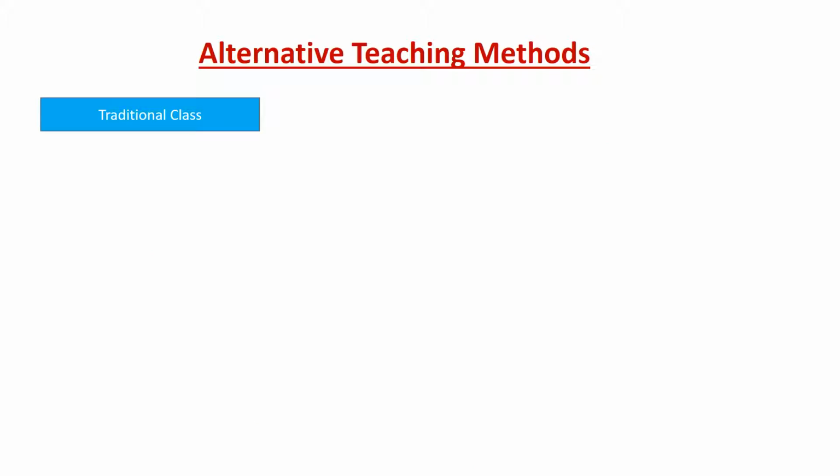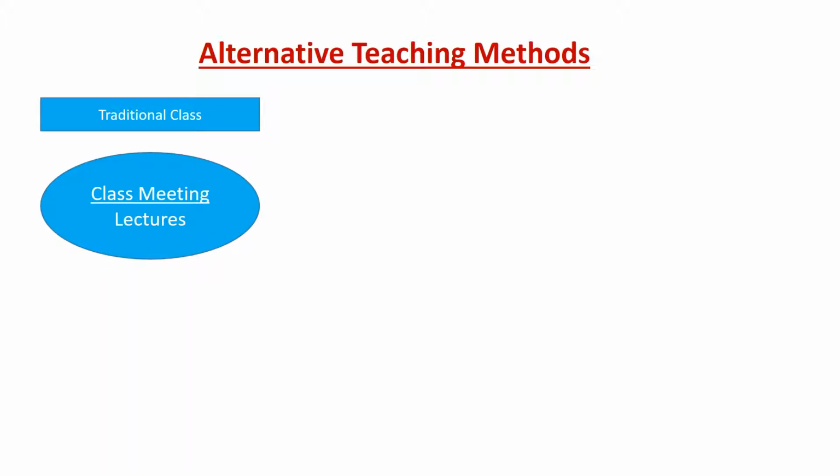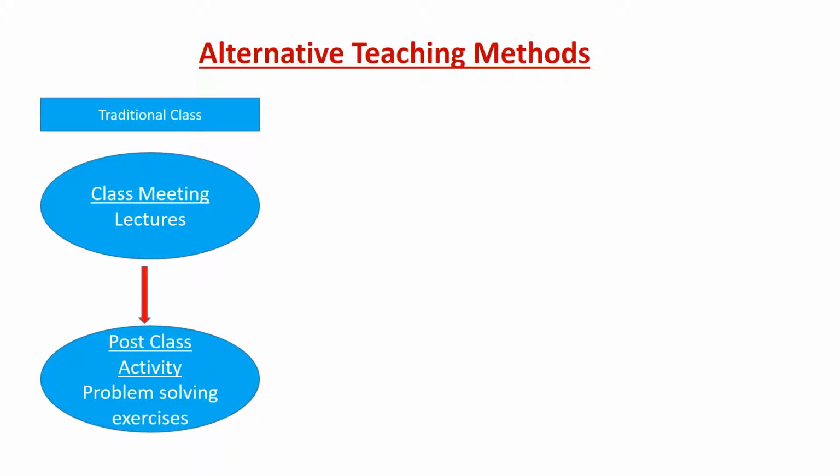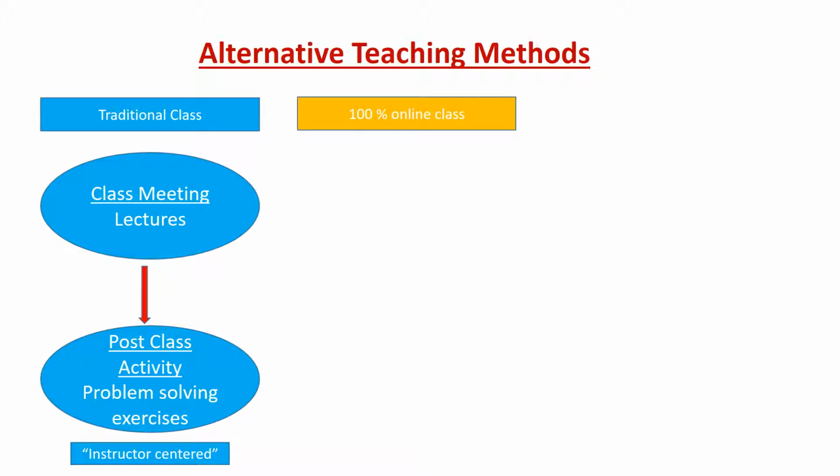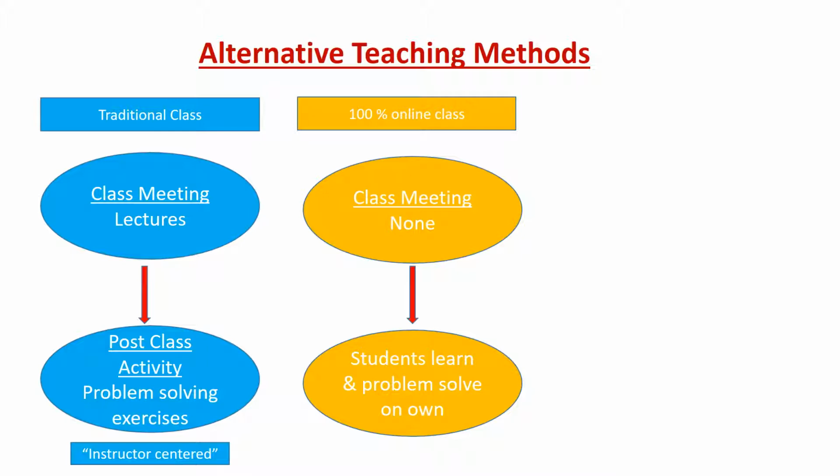Thus we now have three methods of teaching. One, the traditional class, in which the instructors lecture and students try to understand the basic course material. Then they go home and work through problem solving exercises. The second method of teaching we have is 100% online classes, where there is no class meeting and all learning and problem solving is done by students on their own.